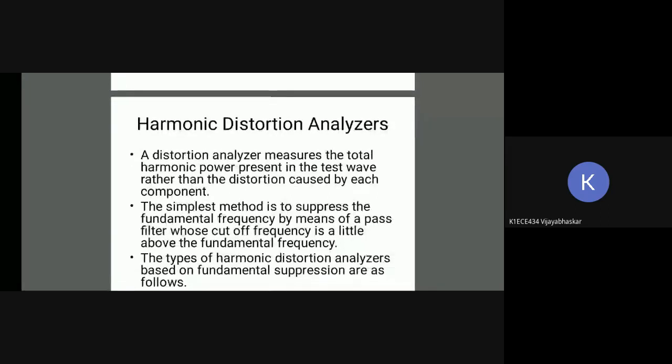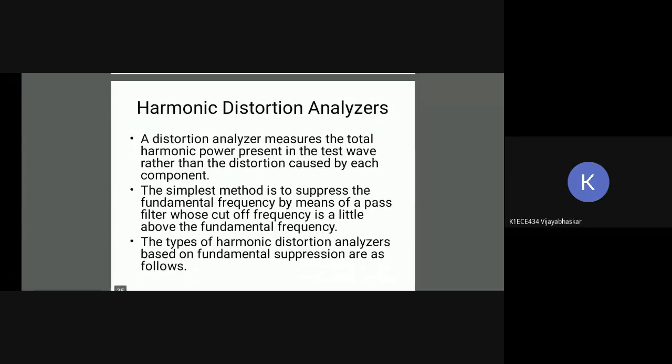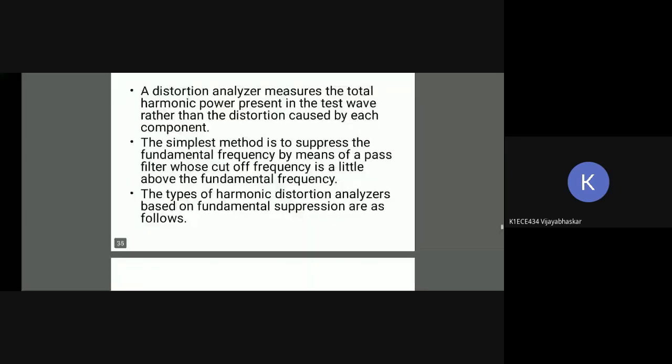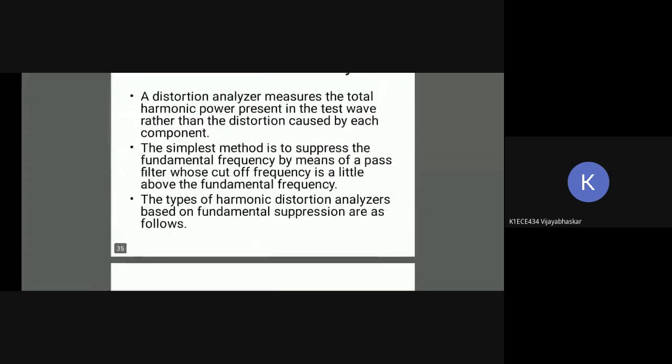So one of the most important types of wave analyzer is the harmonic distortion wave analyzer. So this is the harmonic distortion analyzer topic. A distortion analyzer measures the total harmonic power present in the test wave rather than the distortion caused by each component. The simplest method is to suppress the fundamental frequency by means of a high pass filter whose cutoff frequency is a little above the fundamental frequency.